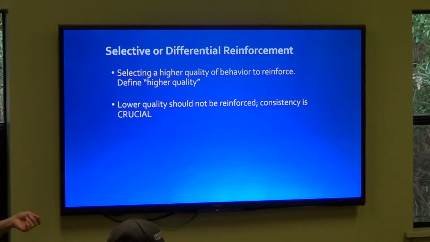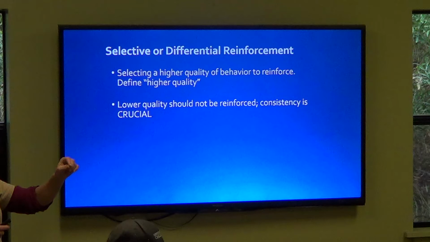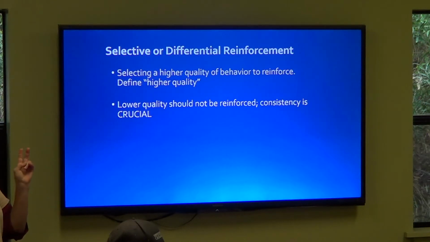What's essential is that you no longer reinforce the lower quality of the behavior, otherwise the animal thinks they can do everything. So if you really want to push a behavior forward, then you need to start reinforcing small steps, yet still steps that are moving towards that better, whatever better is, and no longer reinforcing the lesser quality.